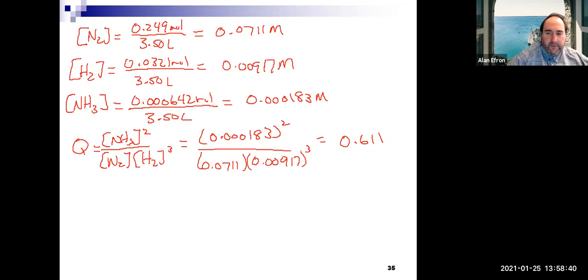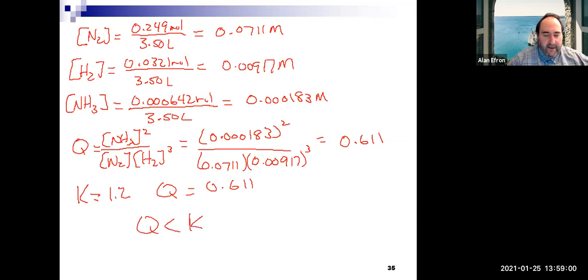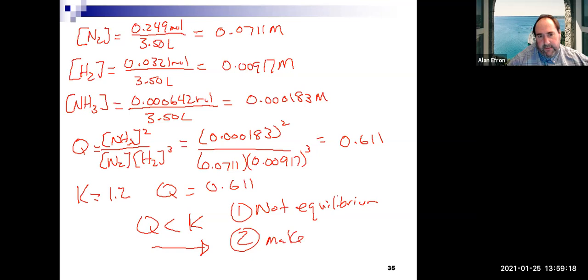Okay. So now that we have the Q value, we want to also use the K value that was given to us in the particular problem. So the K value was, I believe, 1.2. Our Q value is 0.611. That means in this particular case, Q is less than the K value. That first off tells us that we are not at equilibrium. And second, because Q is less than K, it needs to go in the opposite direction towards the product side. So we need to make more products. We head to the right, right?